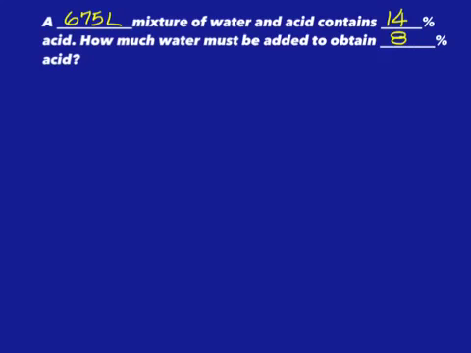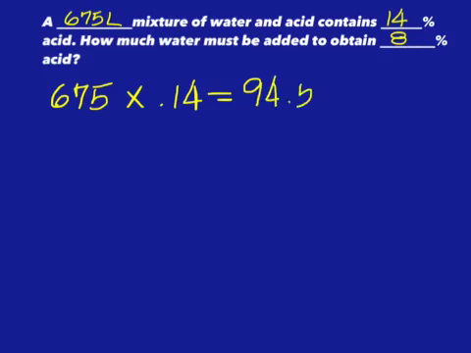Another practice problem. A 675 liter mixture of water and acid contains 14% acid. How much water must be added to obtain 8% acid? The solution for this problem is to start with the 675 liter total and multiply it by 0.14, which is the percent of acid. When you do that multiplication, you come up with 94.5.